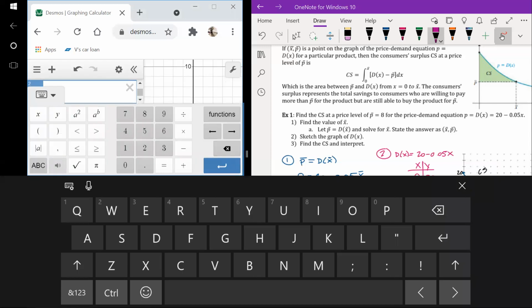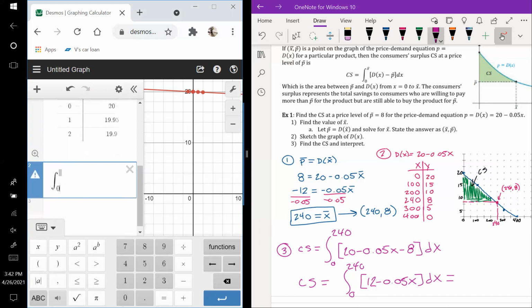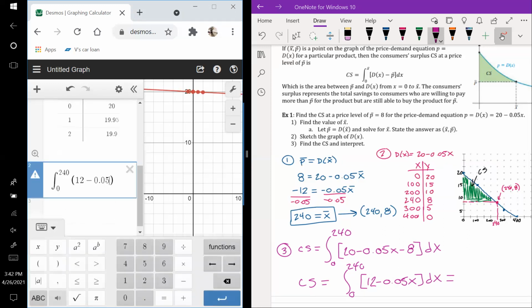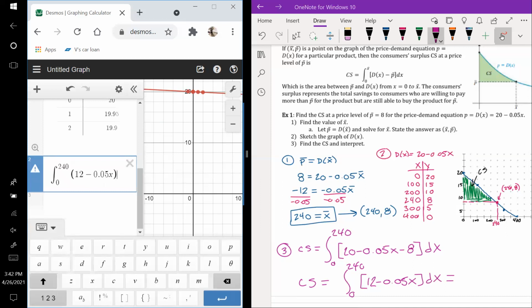And that's what we're going to type in. So over here, integral from 0 to 240, and parentheses, 12 minus 0.05x dx. And we get $1,440.